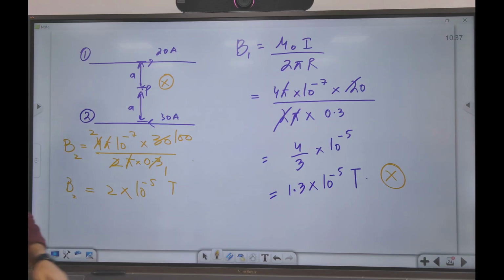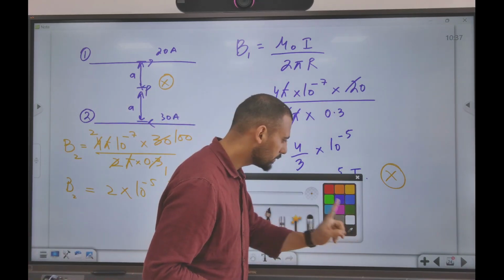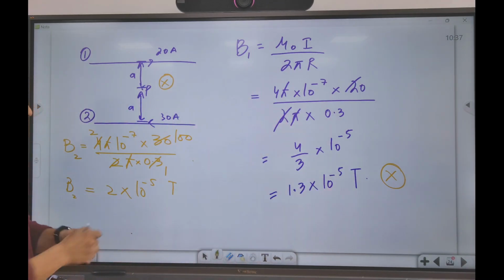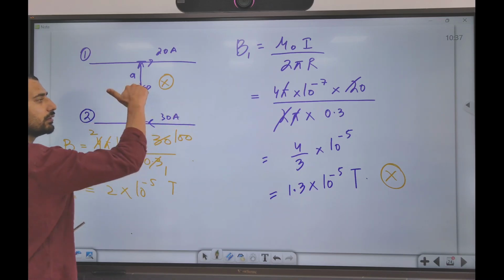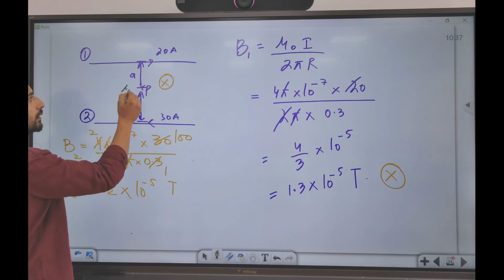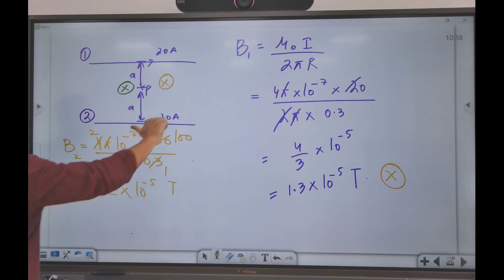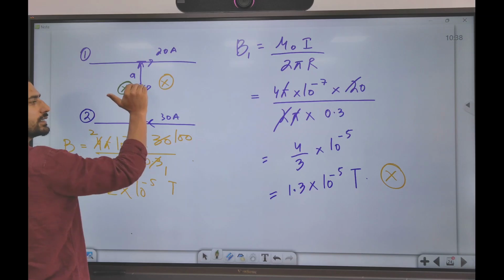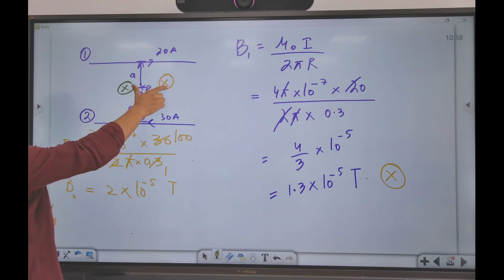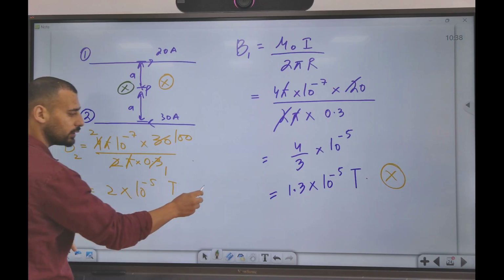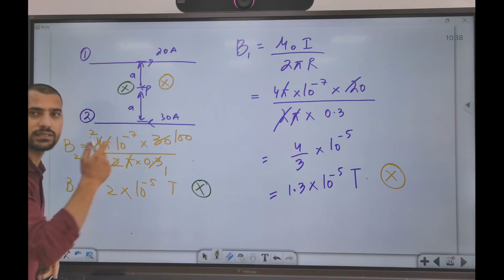Can you tell me the direction? This time the current is like this. Please understand, the thumb is along the direction of the current. So you place the thumb along the direction of current, it's going in. Therefore, both the magnetic fields are inwards.